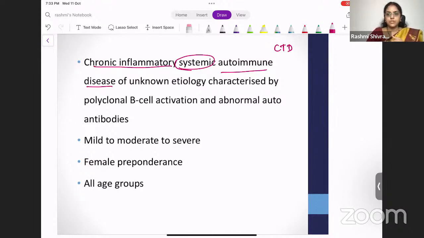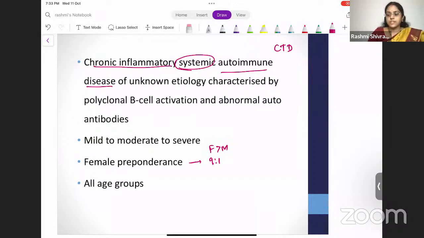It is a connective tissue disease, systemic lupus erythematosus. It ranges from mild to moderate to severe; that is the classification. And we all know that it has a female preponderance. But how much exactly? We say it is 9:1. It is more common in females than males in the ratio of 9:1.